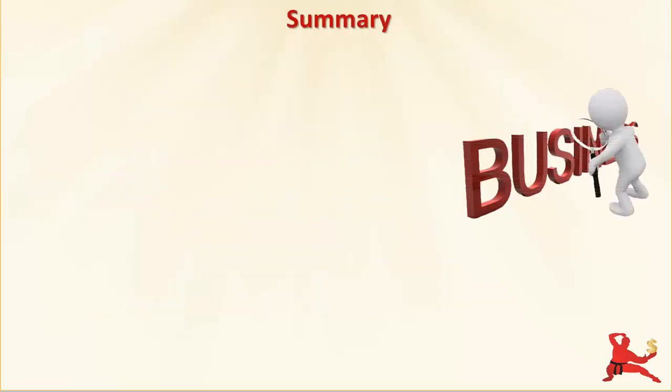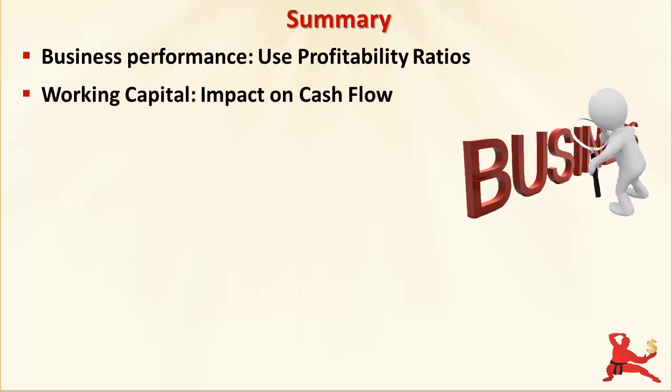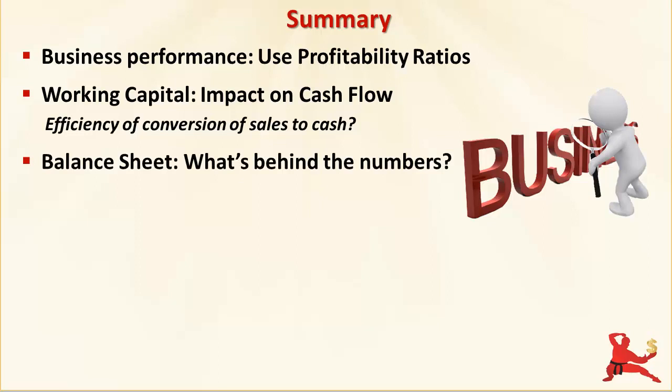To recap what we've covered in this video, profitability ratios give you much greater insight into your business performance than just numbers alone. Working capital items such as debtors and creditors have a huge impact on your cash flow. Tight management of both debtors and creditors is essential to ensure that your business is highly efficient at converting sales into cash. The quality of your debtors and creditors have financial and business risk implications.